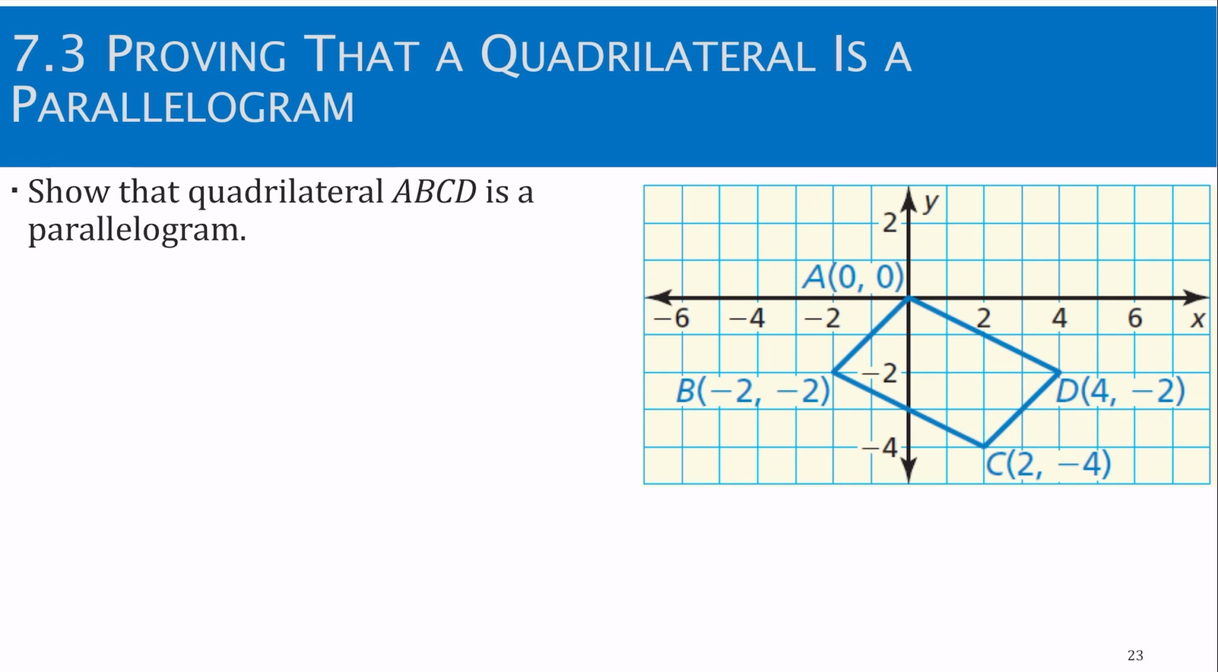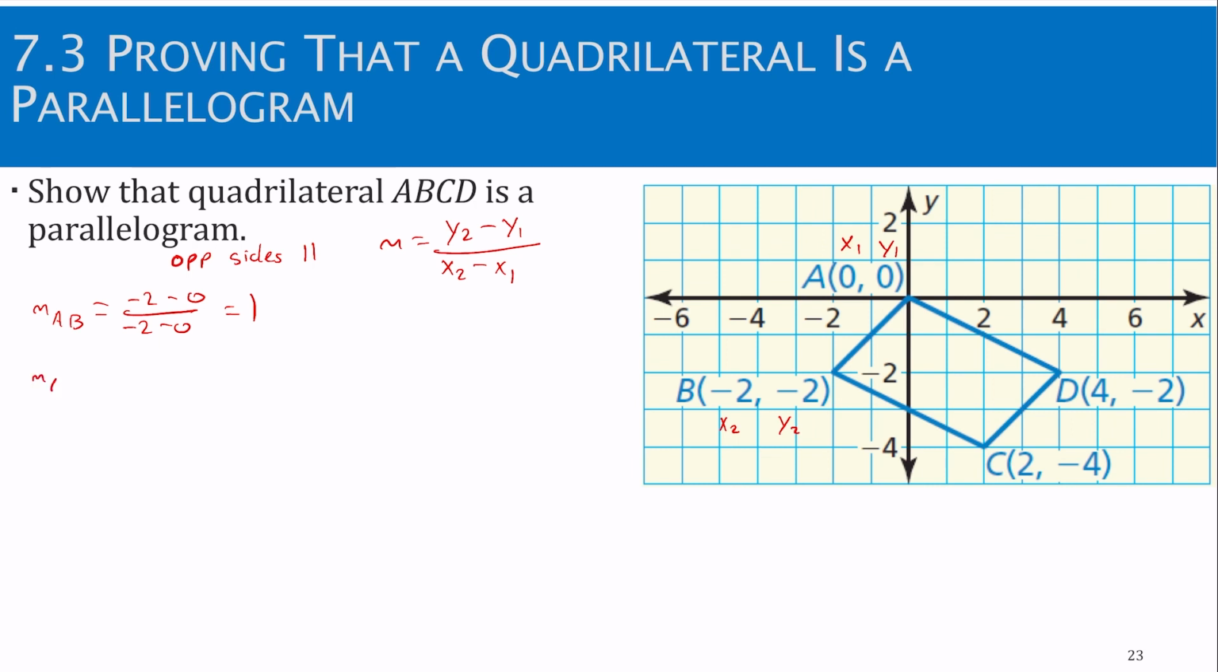I like the slope formula better than the distance formula. So let's go with showing the opposite sides are parallel. So we need to use the slope formula, y2 minus y1 over x2 minus x1. Start with AB, maybe A could be x1, y1, and B could be x2, y2. So the slope of AB would be negative 2 minus 0 over negative 2 minus 0, which is 1.